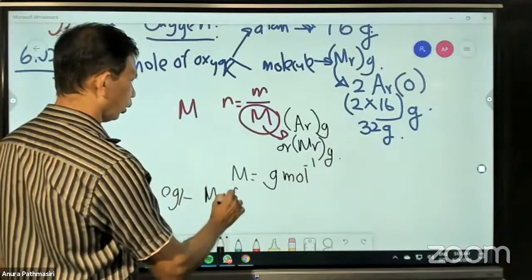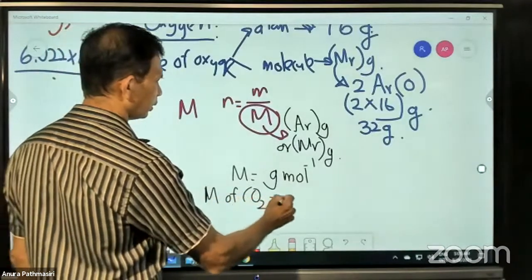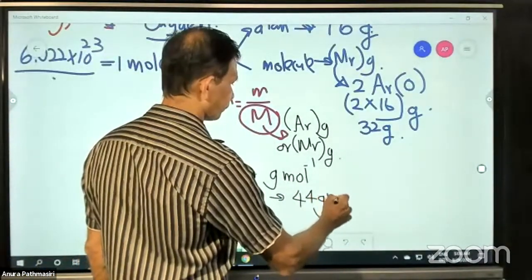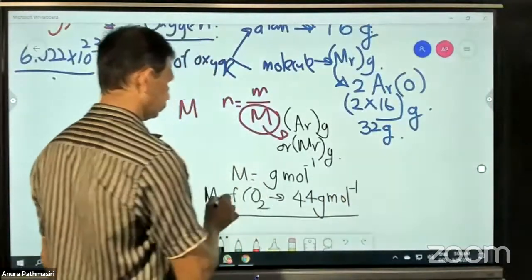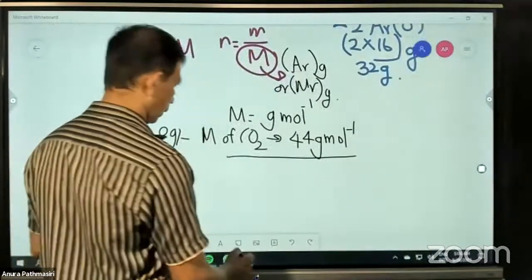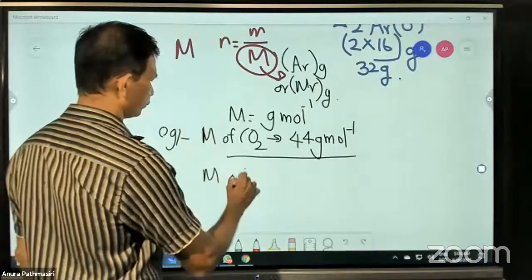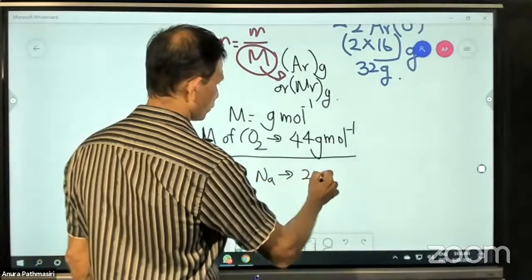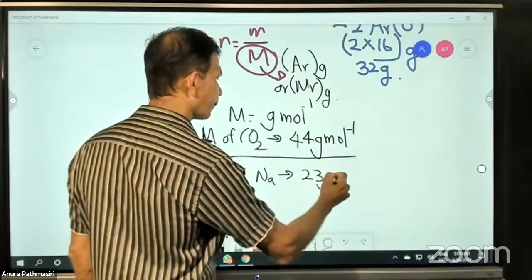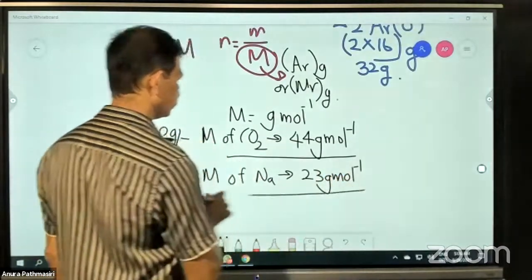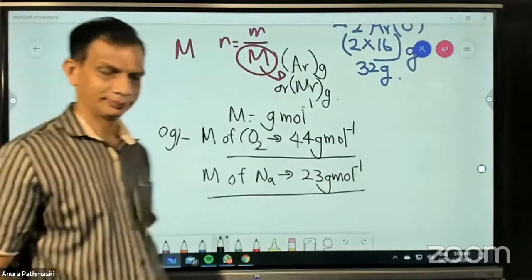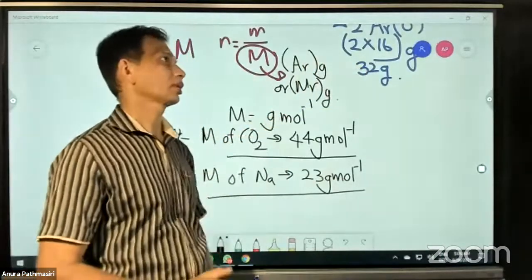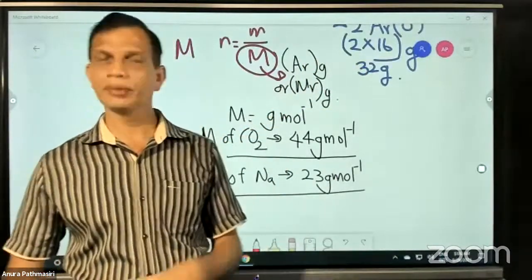Example. Capital M of carbon dioxide is equal to 44 gram per mole. If you say capital M of sodium, equal to 23 gram per mole. Now the work is done. And now we can go for the questions and how we're going to understand it and how we're going to solve it out.